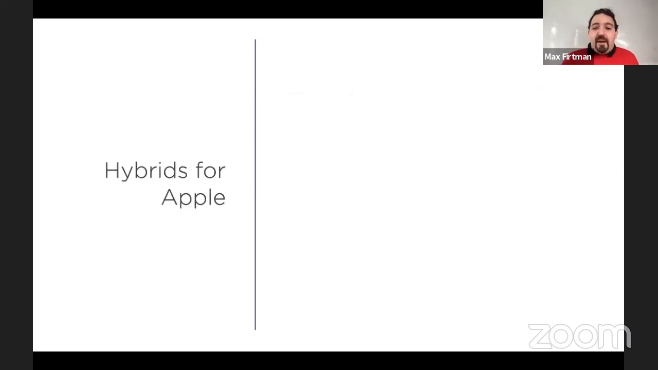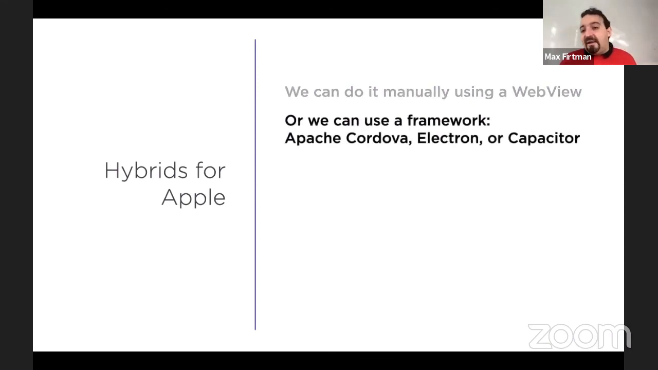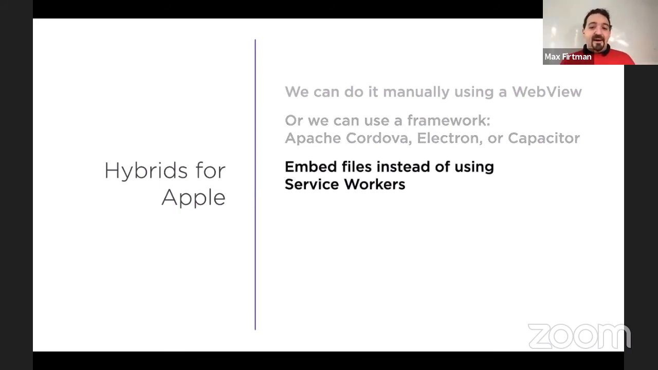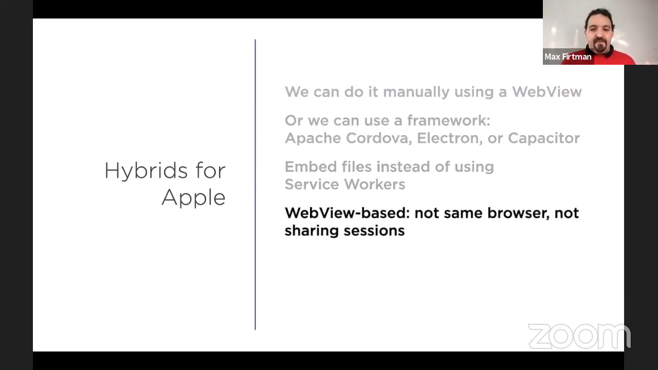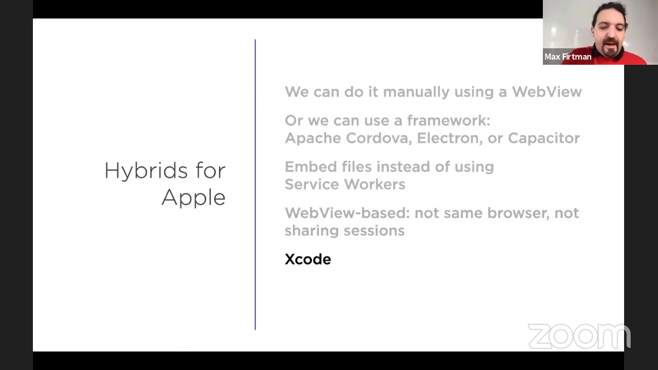And then we have hybrids for Apple, okay, that we can use manually with Xcode, or you can use Apache Cordova, Electron, Capacitor, so these ways that we have to actually create a hybrid with web content inside. In that case, we are not going to use the Service Worker. Okay, so it's WebView based. It's not the same browser as Safari, and it's not going to share sessions with Safari. So it's a completely different app, right? You use Xcode typically to create these solutions.